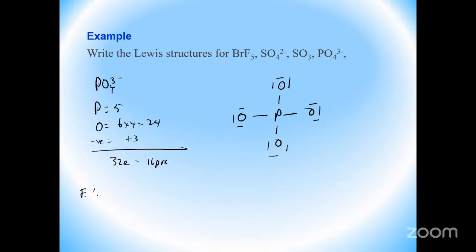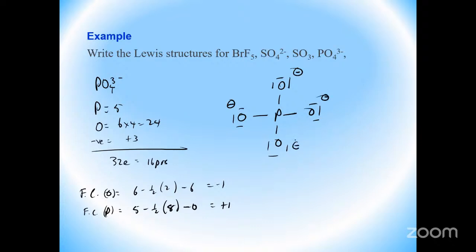Then we do the formal charges. In the case of oxygen, that would be 6 minus half of 2 minus 6, which will equal -1. And in the case of phosphorus, it's 5 minus half of 8, because there are 8 bonding electrons, minus 0, because there are no non-bonding electrons. So that's 5 minus 4, that's +1. So each oxygen will have a -1 charge, and the phosphorus will have a +1 charge. So what's going to happen next?